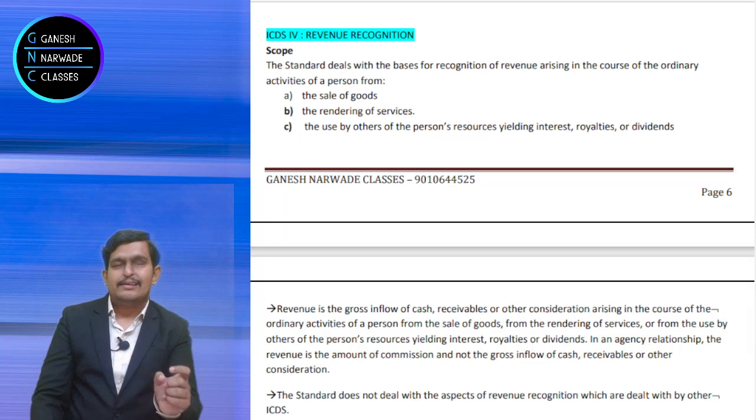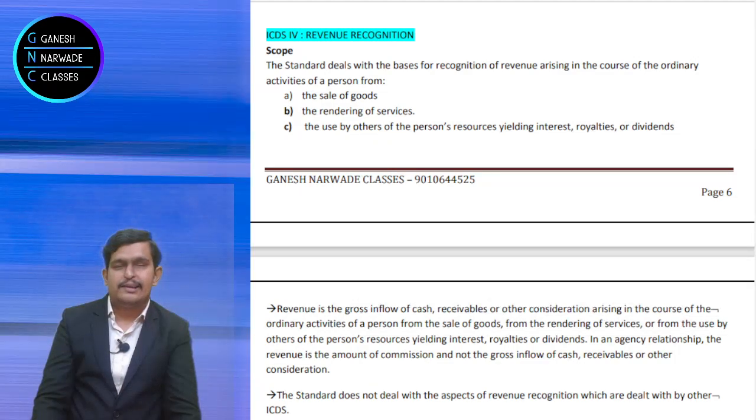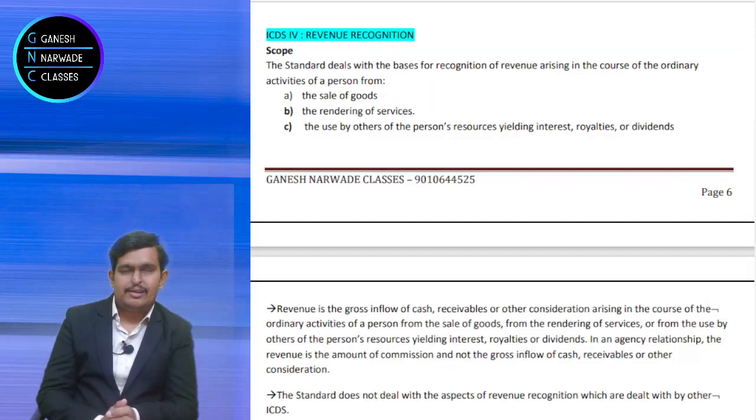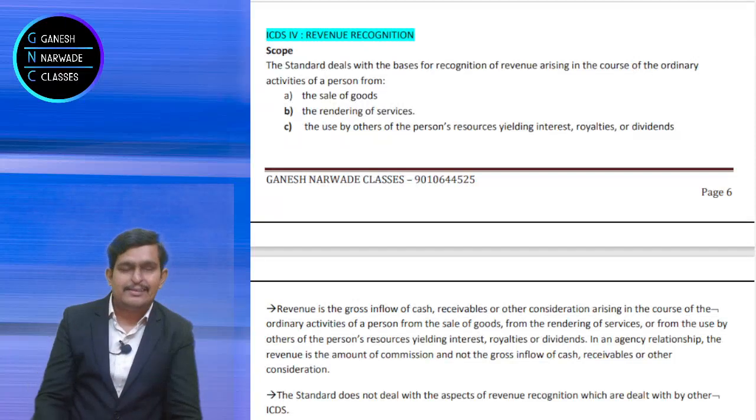First thing, it says that this standard is to determine the revenue from ordinary activities of persons. So when persons do some ordinary activities, when that revenue is recognized is discussed under this ICDS. Suppose you sell goods or render services, you will get some money, so when should that revenue be recognized? Suppose you have some resource and you have given it to others for usage. That resource may yield you interest, dividend or royalty, but when to recognize the revenue? The question is answered in this ICDS.